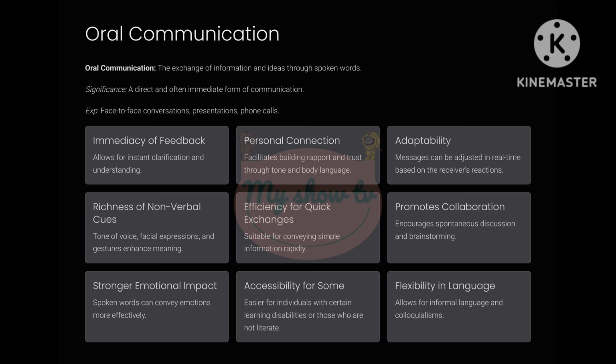7. Stronger emotional impact. The human voice can be a powerful tool for conveying emotions more effectively than written words alone. 8. Accessibility for some. For individuals with certain learning disabilities or those who are not fully literate, oral communication can be a more accessible and effective way to receive and share information. 9. Flexibility in language. Oral communication often allows for the use of informal language, colloquialisms, and a more conversational style.